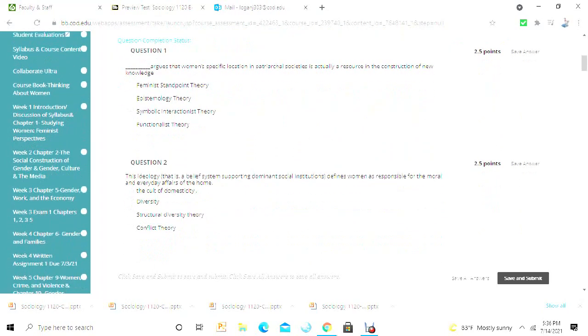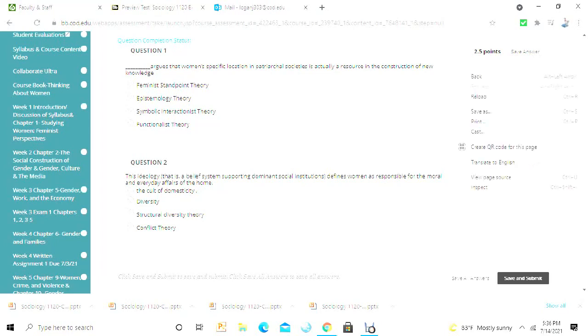It's the same thing here with the ideology, a belief system supporting dominant social institutions that defines women as responsible for the moral everyday affairs of the home. You have to comb through these and rule out the wrong answers. As you see at the bottom, you have the PowerPoint presentations ready and available to look up, but I always say make sure you go through the PowerPoints and know where things are at.